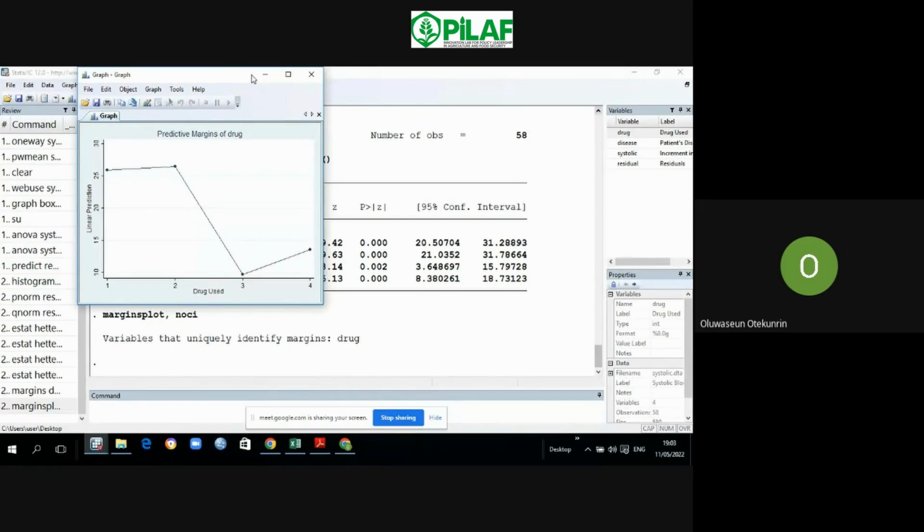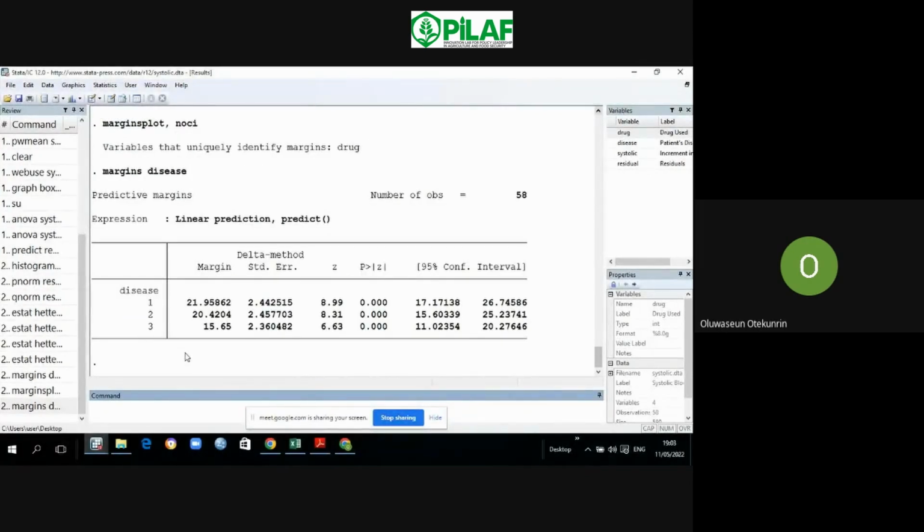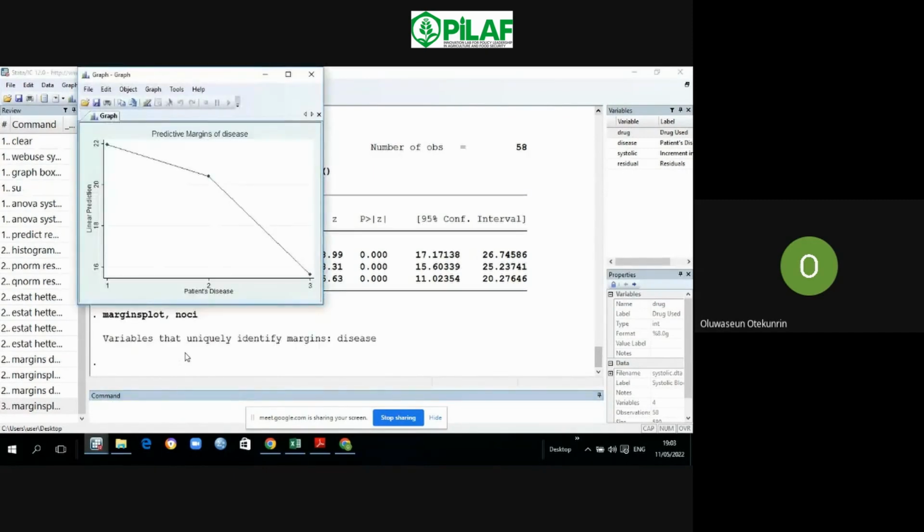But for instance, let's try the margins, just to illustrate how it works. Margins, disease. Then margins plot, no confidence interval. This is for disease. It's not significant, so actually you don't report that, but this is what is happening. Those that have disease 1 have the highest systolic blood pressure. Those that have disease 2 are around this point here. And those that have disease 3 have the lowest systolic blood pressure.